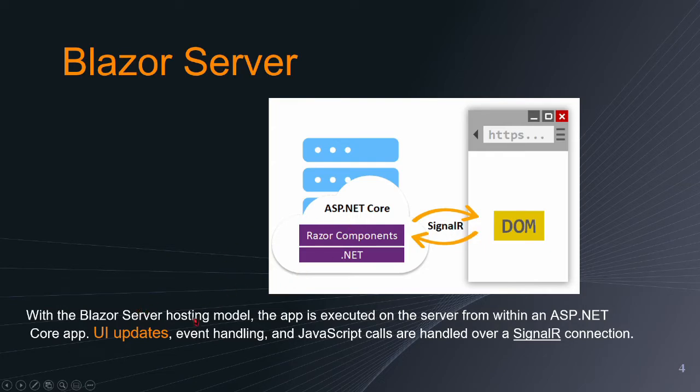This picture is coming from the Microsoft website, so let's read it together. With the Blazor Server hosting model, the app is executed on the server from within ASP.NET Core. UI updates, event handling, and JavaScript calls are handled over a SignalR connection. I will not speak precisely about the SignalR connection. There are more tutorials that you can dig into, but this is a fast presentation about it.